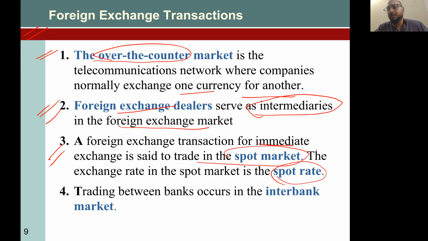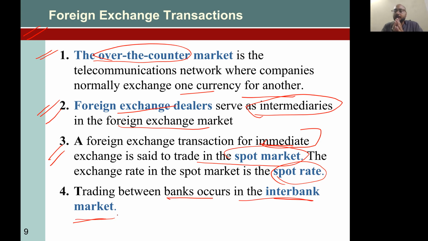A foreign exchange transaction for immediate exchange is said to trade in the spot market, at the spot rate. Now, what does it mean by spot market and spot rate? If you want to buy currency right now, the rate going on right now is called the spot rate, and the market is called the spot market. Simple. If you have dollars, you present the dollars and receive yuan; that is the spot rate from the spot market. If you want to buy dollars in the future, that is not the spot market. The spot rate or spot market is a rate and a market in which you conduct an immediate transaction right now.